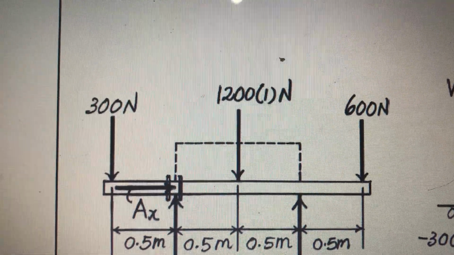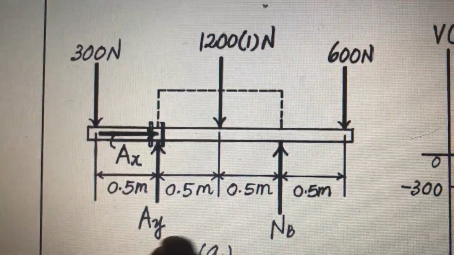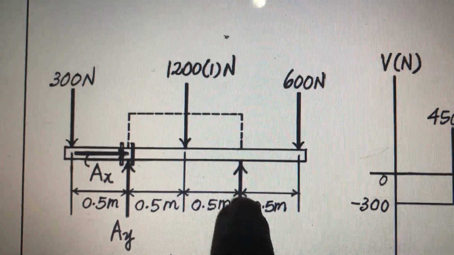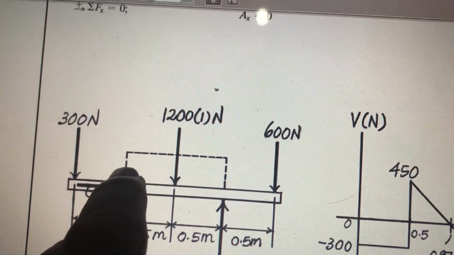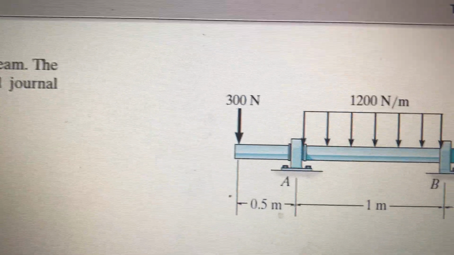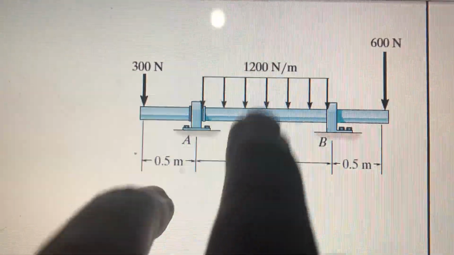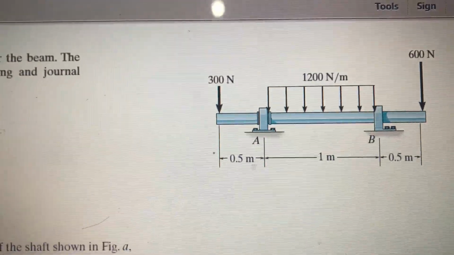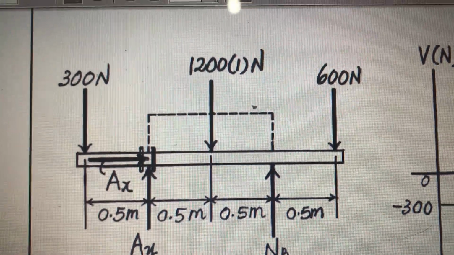300 Newton, and we did put AX and AY, and then he called it BY or MB, whatever. So the reaction here is only one reaction, the Y, and 600 Newton that way. And the uniform load is 1200 Newton per meter times the distance of this uniform load, 1200 times 1. So we found it like this.